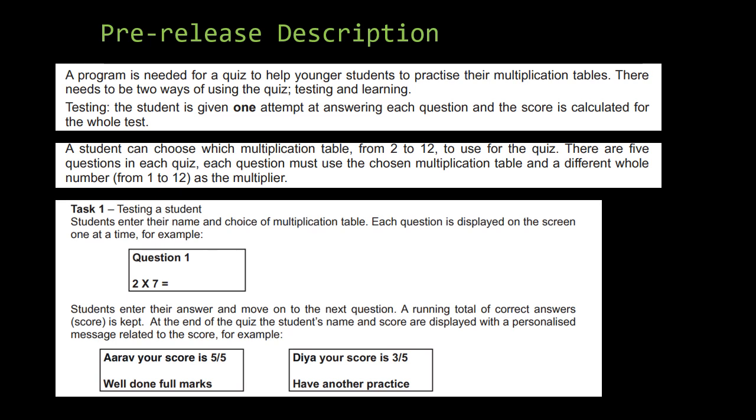A running total of correct answers score is kept. At the end of the quiz, the student's name and score are displayed with a personalized message related to the score. For example, Arav, your score is 5 out of 5, well done, full marks. Dia, your score is 3 out of 5, have another practice.